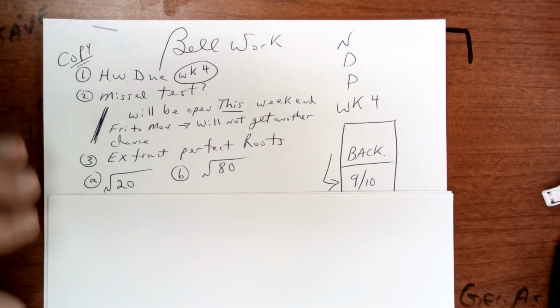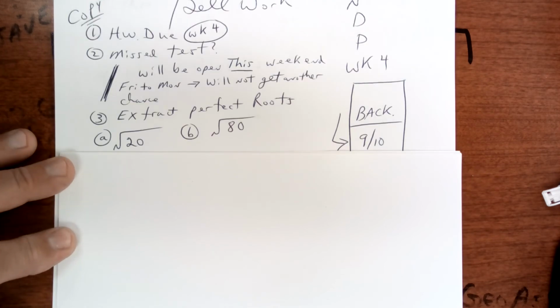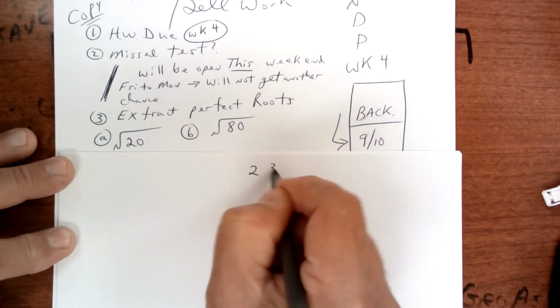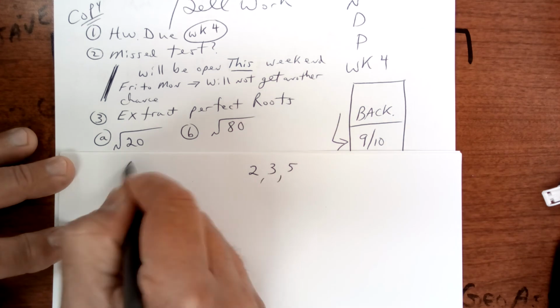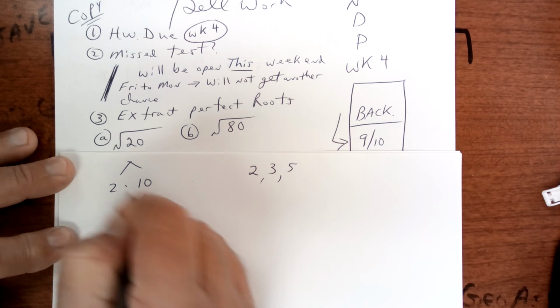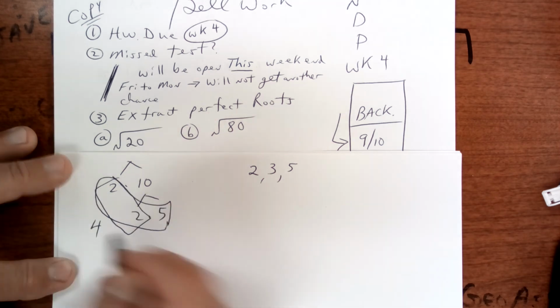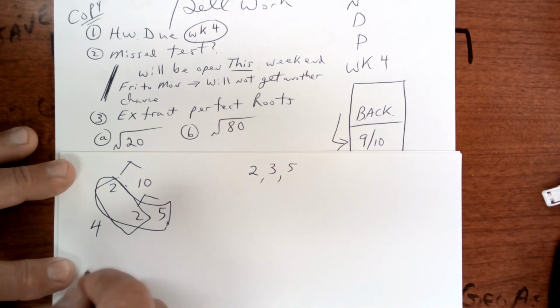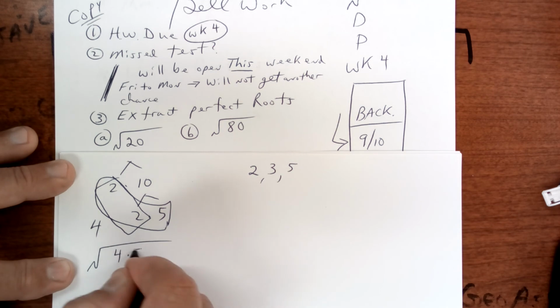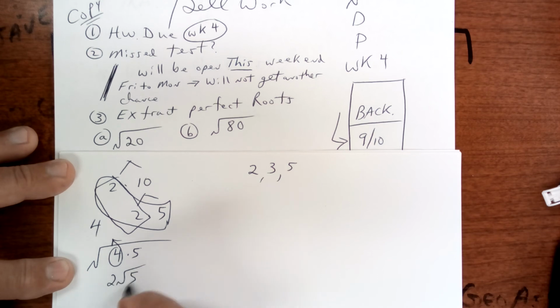All right, let's take a look here. You were taught how to extract perfect roots, so start off with 2s, 3s, and 5s. So 2 times 10, and then 2 times 5. Circle these. Here's 2 of a kind. 2 times 2 is 4. So this is going to be 4 times 5, and the square root of 4 is 2. So it's 2 square root of 5. Make sure you understand that.